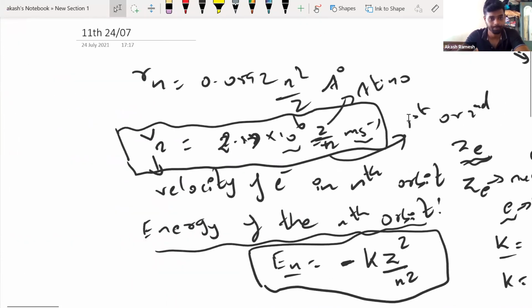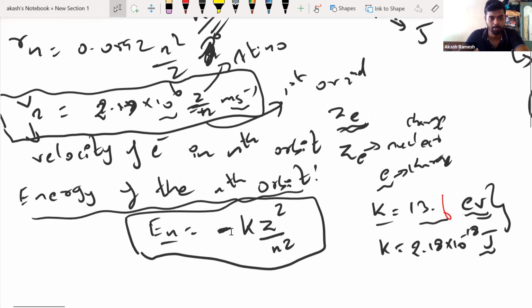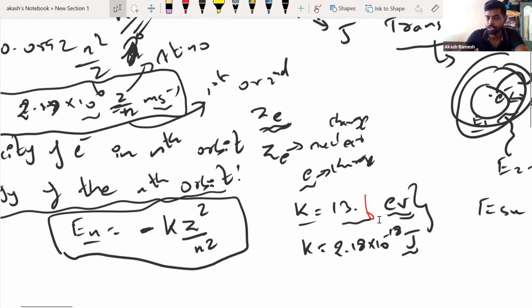So we saw the formula for radius, that is 0.059 by 2, and this has to be changed to nanometers. I told you that. Then velocity is 2.18 times 10 to the power 6 times Z by n, and then energy of the nth orbit, which is minus K Z squared by n squared. K will depend on what kind of unit you want: it is 13.6 in terms of electron volts, or 2.18 times 10 to the power minus 18 in terms of joules. That will be the K value.